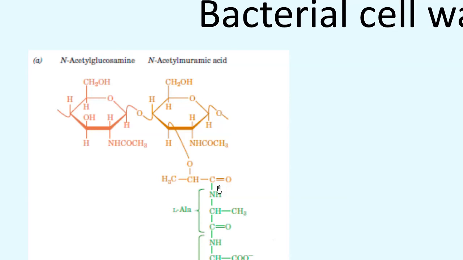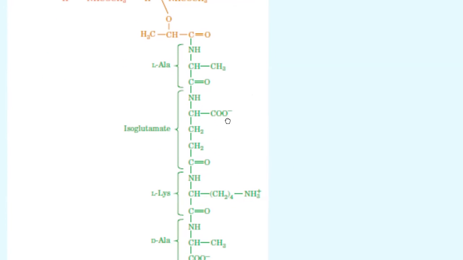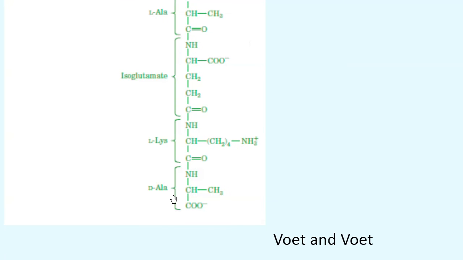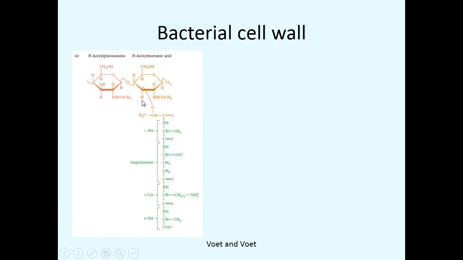This lactic acid is in turn covalently attached to 4 amino acids. These amino acids include alanine, isoglutamate, lysine and D-alanine. This is called a tetrapeptide as it contains 4 amino acids. This is the basic repeating unit of peptidoglycan.